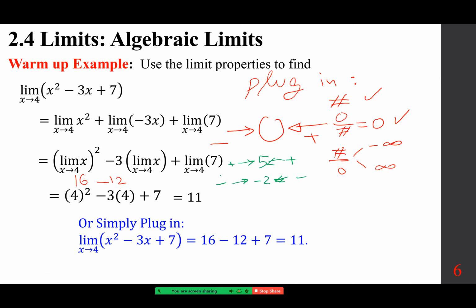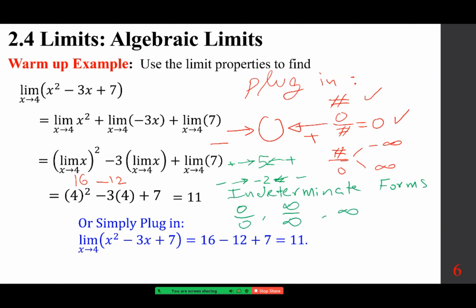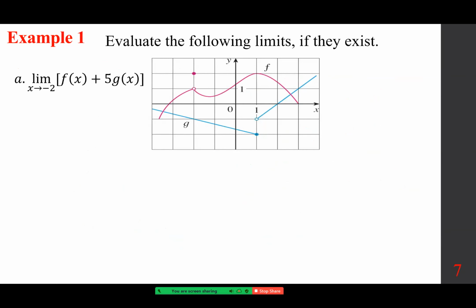And finally, when we plug in, we get what's called an indeterminate form. We have many indeterminate forms, such as 0 over 0, infinity over infinity, infinity minus infinity. And that's what happens mostly in calculus. Let's look at this graph, observe, and come up with the answer.